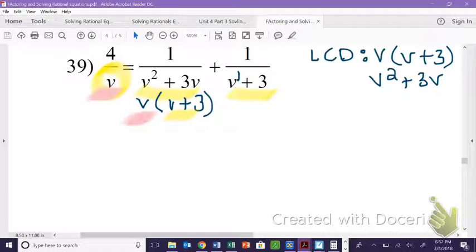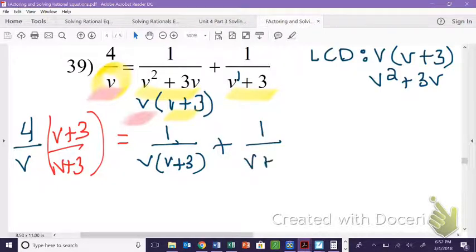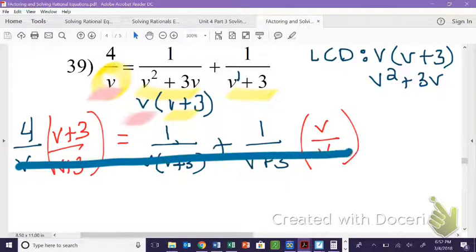So here we go. Let's rewrite this. 4 over v. I'm going to multiply that by, you guessed it, v plus 3 over v plus 3. That is going to equal 1 over v times v plus 3. Do I have to do anything to this? No, thank goodness. And then last but not least, this 1 plus v plus 3. The last thing we're going to do is take that and multiply it by, yep, you guessed it, v. So we get all common denominators. We can cross them out.